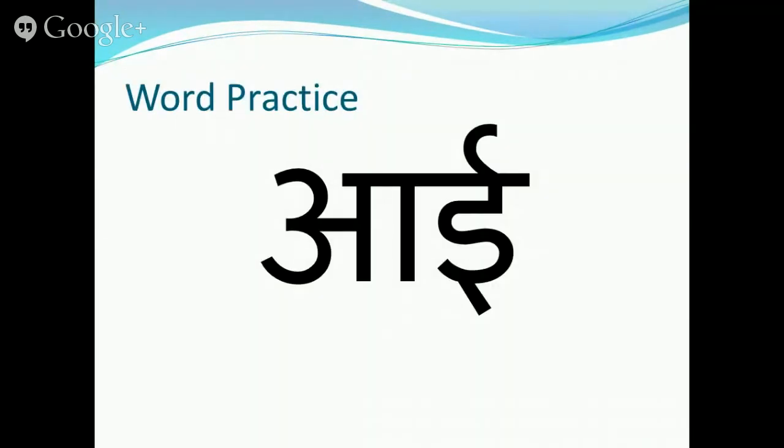So now we're going to practice a few words. We haven't read words before. We've just been doing individual sounds, but now it's time to do some words. So I'm going to give you a few seconds and you say what this word is. This is I. So it's A followed by E. I.